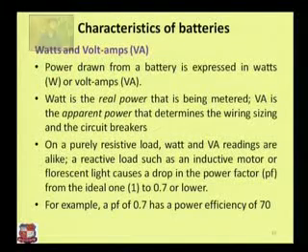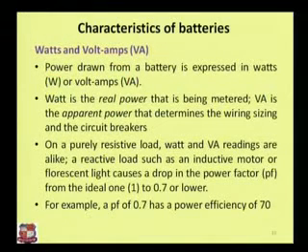Next important parameter is watts and volt amperes. Power drawn from the battery is expressed in watts or volt amperes. Basically, watt is the real power that is being metered, that you can measure. Volt ampere is the apparent power that determines the wire sizing and the circuit breakers that you are using in the battery. On a purely resistive load, watt and VA readings will almost be the same. A reactive load such as an induction motor or fluorescent light causes a drop in the power factor from the ideal one, that is 1, down to 0.7 or even lower. For example, a power factor of 0.7 has a power efficiency of 70 percent. So power factor indirectly relates to power efficiency, right?